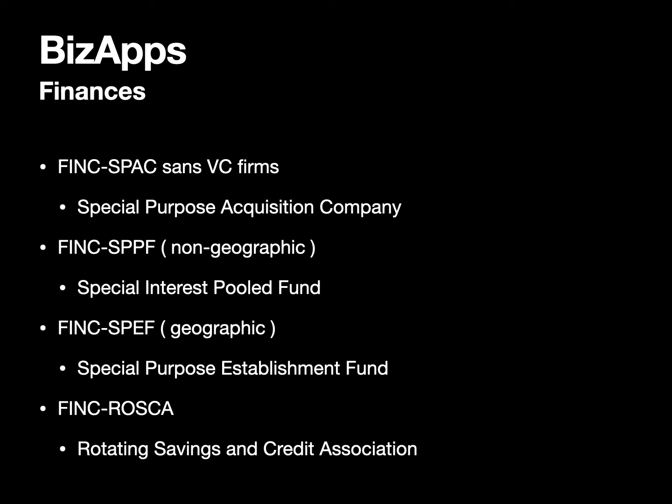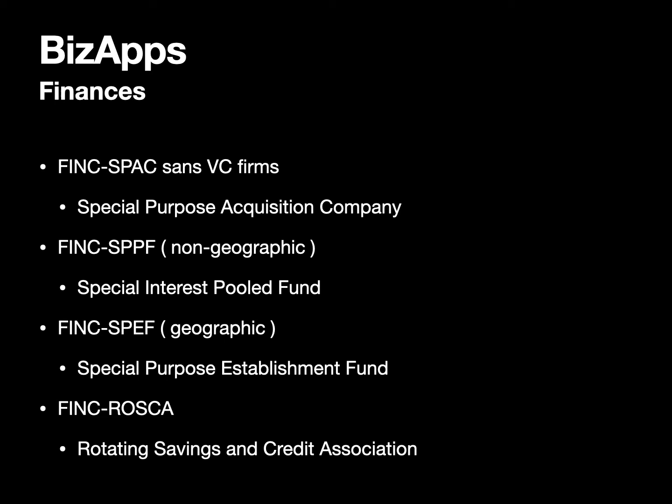Here is a list of alternative financing options proposed by Claritism. First, we have the Special Purpose Acquisition Company. This is an idea taken from venture capitalist firms. However, in Claritism, the money will be pulled from everybody, not venture capitalists. Next, we have the Special Interest Pool Fund. This is for ideas or causes that don't have geographic constraints. Next, we have a Special Purpose Establishment Fund. This is for ideas and ventures that need to be located in a special geographic location.